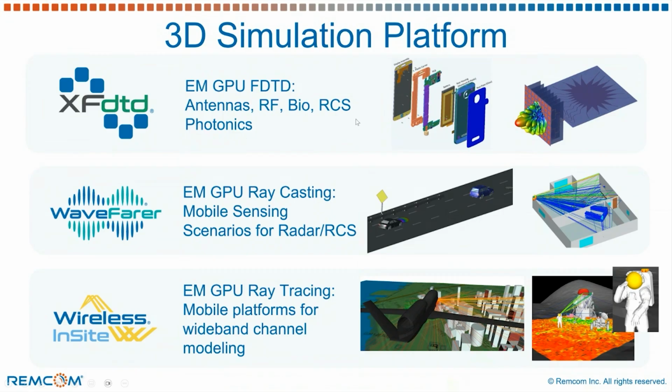XFdtd is one of the world's premier finite difference time domain solvers, allowing engineers to design, analyze antennas, their RF systems, including the effects of biological tissue, radar cross-section, and use cases in the photonics region. As electrical sizes grow, this would be many wavelengths by many wavelengths, utilizing the NVIDIA GPU, and solvable on a laptop all the way to compute clusters with tens, if not hundreds of GPUs.